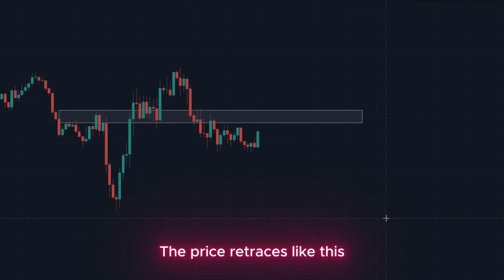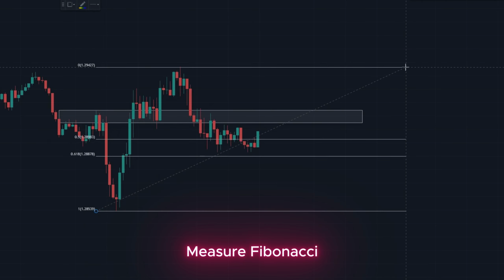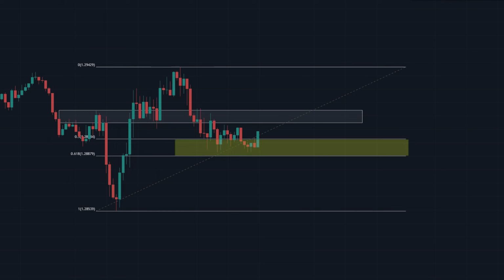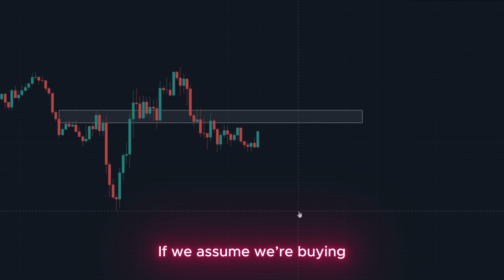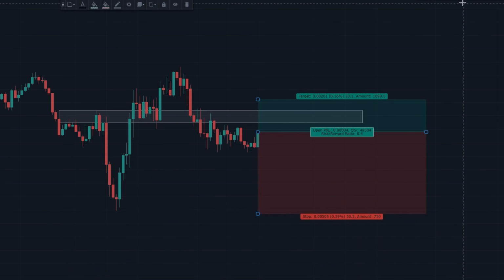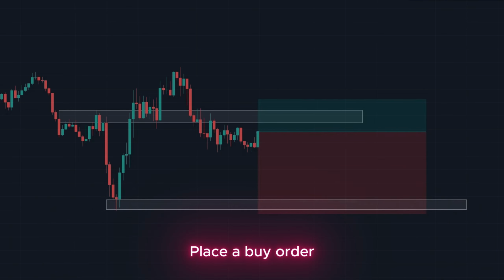The price retraces like this. Measure Fibonacci. The price retraces to the Fibonacci ratio of 0.5 to 0.618. If we assume we're buying, we'd have to place the stop loss here. This is a safe stop loss for us to enter the trade. Place a buy order. The stop loss in this case is too wide.